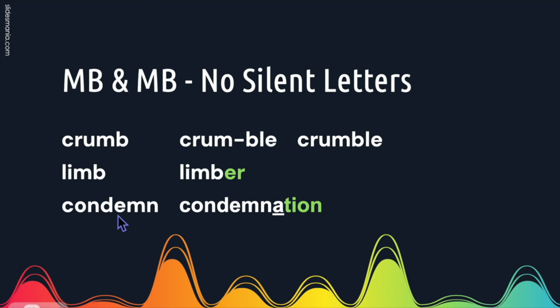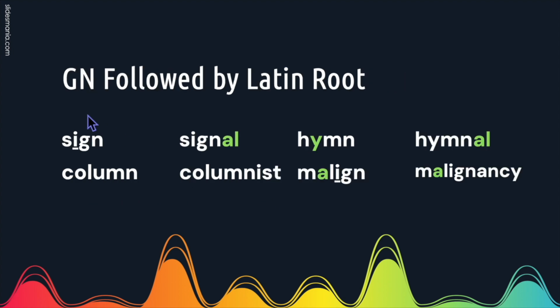Here we have condemn with a silent N, but when we add the letter A and the suffix shun, it becomes condemnation, where the N sound is clearly heard. If you have GN followed by a Latin root, the N can also have its sound. Like here we have the word sign with a long I and a silent N, and we add the suffix al and it becomes signal.